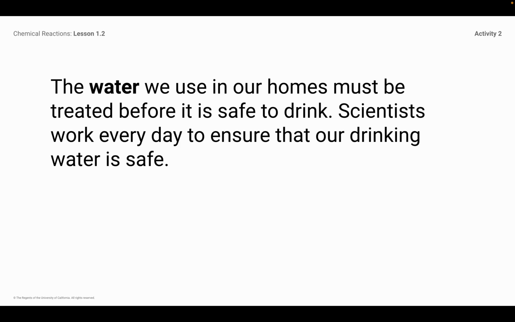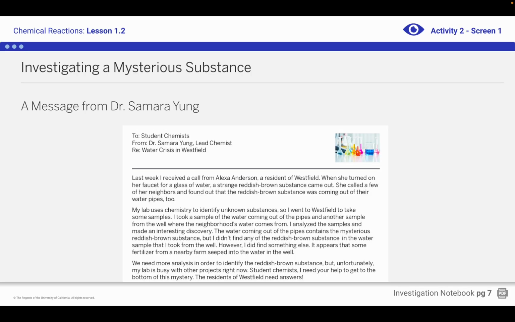Okay, so we talked about how the water we use in our homes must be treated before it's safe to drink, and we've got water treatment facilities in major cities all over the country, in multiple locations in one area, especially high population areas. Scientists work every single day to ensure that our drinking water is safe. And we have a new email from Dr. Samara Young, the lead chemist for the water treatment facility in Westfield. The reason for her email, she says, is there's a water crisis in this town called Westfield.